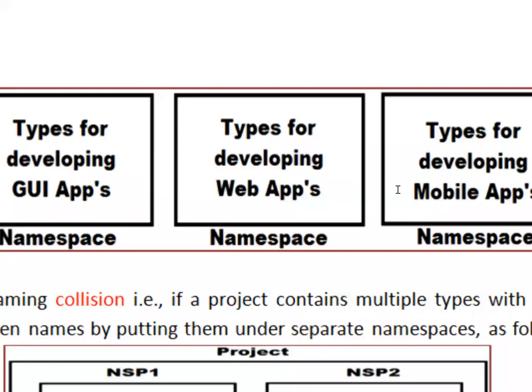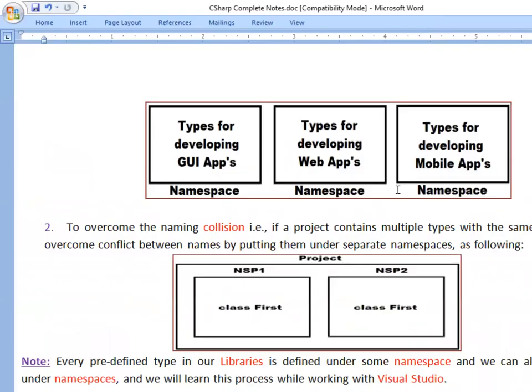Now tell me, you want to build a mobile application. Is it easy to search for the related types from the 15,000? Or will it be easy to search in the related namespace? If you go to the related namespace, you'll find all the things related to developing mobile applications here. Yes or not? Understood my point? That is the idea of the namespace.